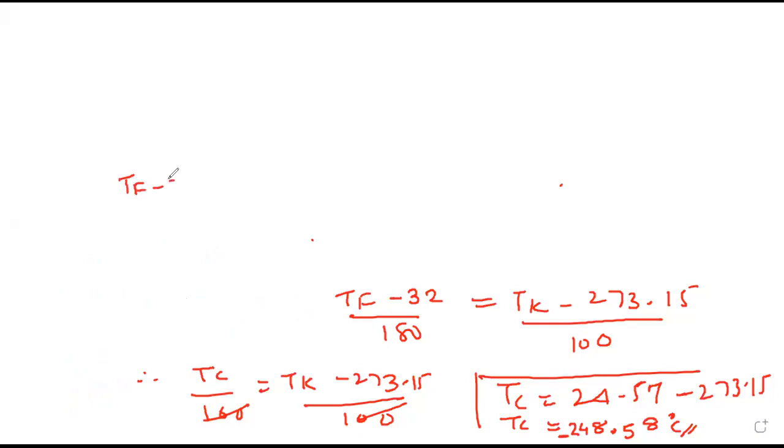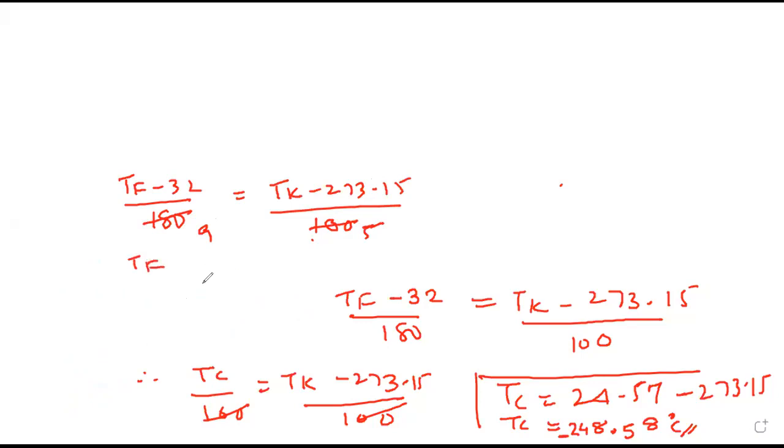T Fahrenheit minus 32 upon 180 is T Kelvin minus 273.15 upon 100. 20 into 9, 20 into 5. So T Fahrenheit minus 32 upon 9 equals T Kelvin is 24.57 minus 273.5 upon 5.